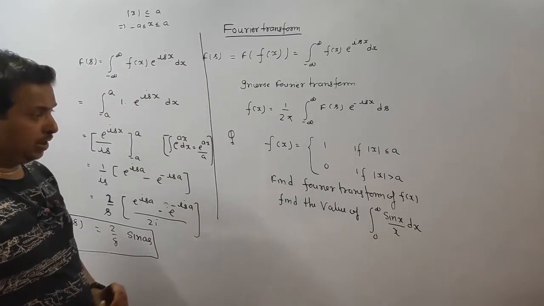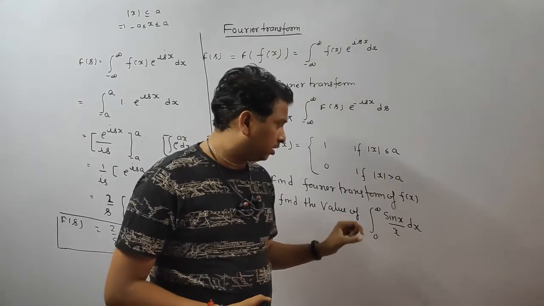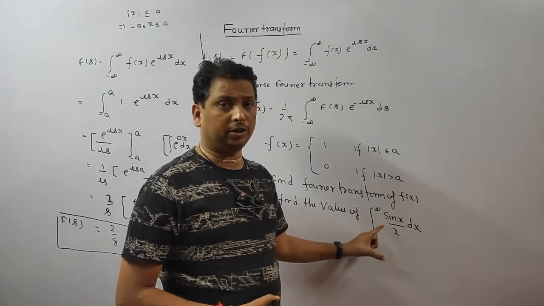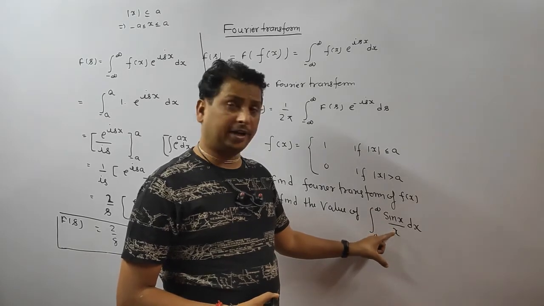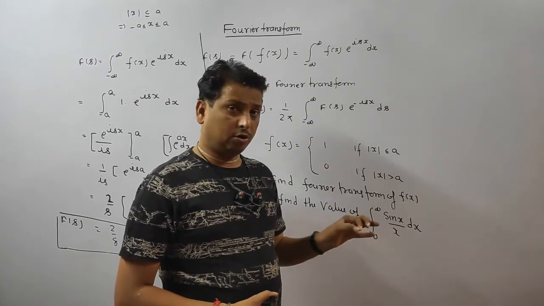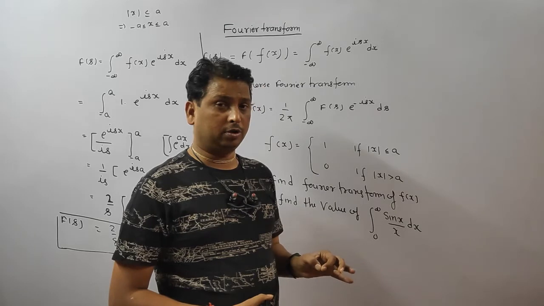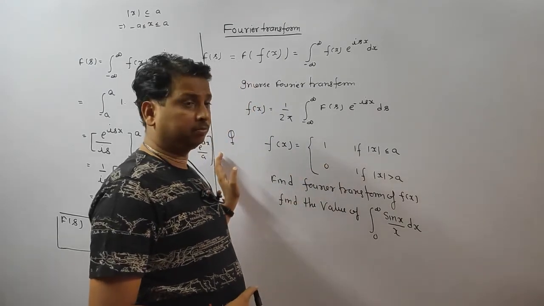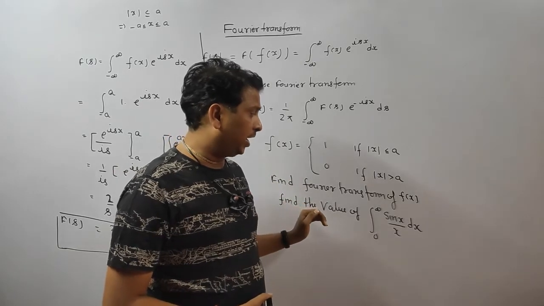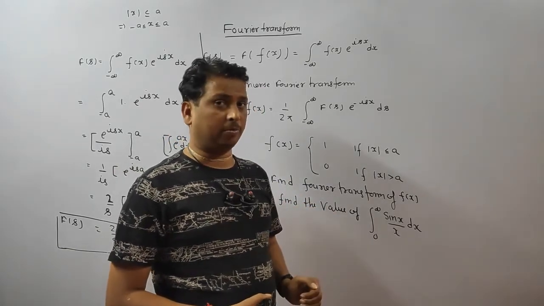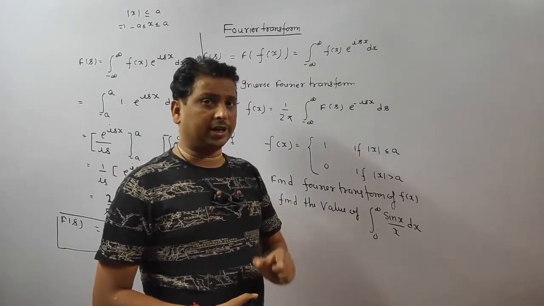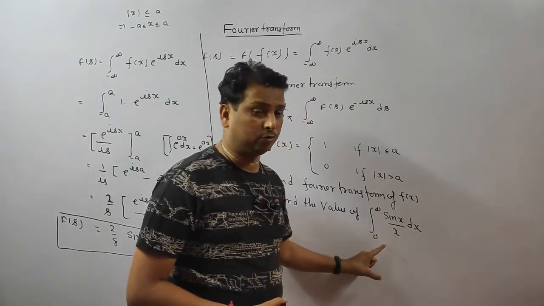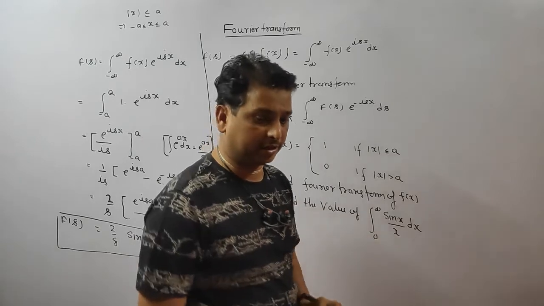Then how do we calculate? Whenever in Fourier transform they ask you to evaluate an integral, what is your first rule? The first rule is to find the Fourier transform, then calculate the inverse Fourier transform. Using the inverse Fourier transform only, we have to calculate the integral value. So please take care of this thing.